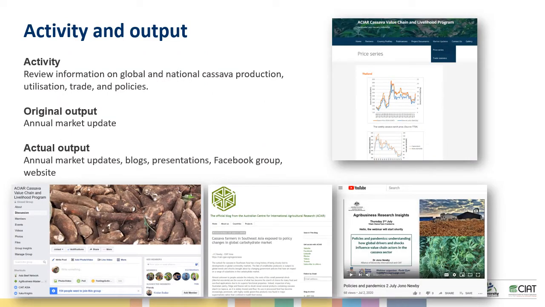In terms of the output that we put in the original proposal, the plan was to produce just a market update every year and circulate that amongst the team and other key stakeholders. We started off with a very small Facebook group that was aimed at just communicating between the project team, which later became one of our main methods of outreach to various stakeholders. The project team has written a number of blogs. We have the website, of course, which you're all now very familiar with, and we've made presentations in a number of forums that are uploaded on the internet.